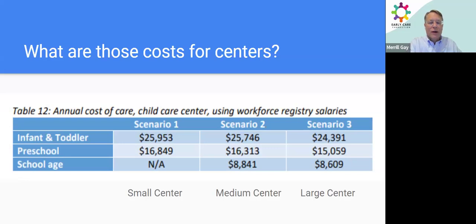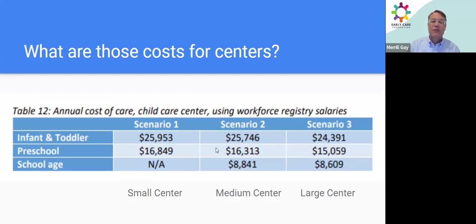And so scenario 1 is a small center. Scenario 2 is a medium center, and scenario 3 is a large center. This is looking at the cost of care in a childcare center using the current salaries in the workforce registry. So the workforce registry is what you had to put your salary information into when you were trying to get OEC stabilization grants, etc. It's in the past been primarily something that the state-funded programs needed to put information into.